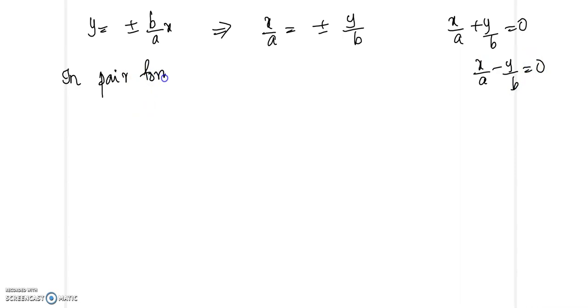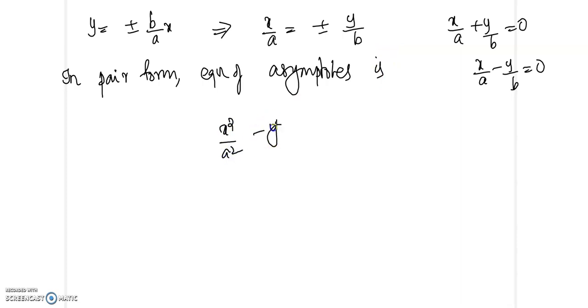So in pair form, the equation of asymptotes is, take the product of this, so that will be x square by a square minus y square by b square equal to 0. We can see that the equation of the pair of asymptotes differs from the equation of the hyperbola only by a constant. So our hyperbola equation is x square by a square minus y square by b square equal to 1, and the pair of asymptotes has the equation x square by a square minus y square by b square equal to 0.